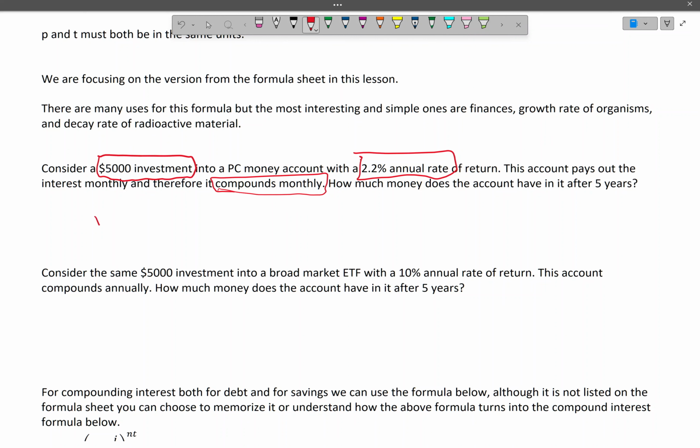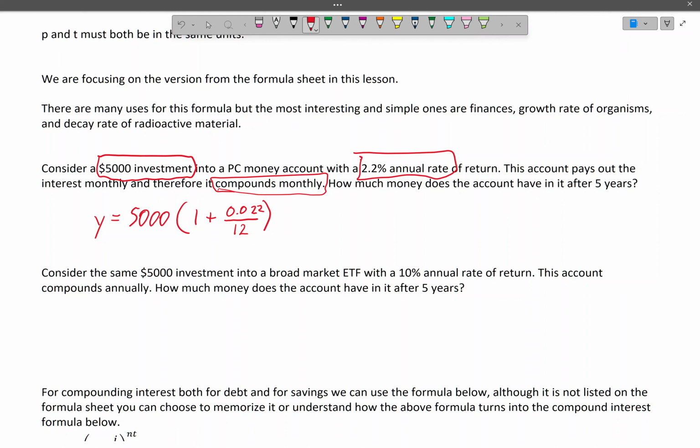Okay, so if we're going to make an equation here, what we need to do is start with our initial amount of $5,000, and then we need to make it grow. And so to make it grow, we're going to go 1 plus, and then it's the interest rate. So it's the 0.022. The thing is that interest rate is an annual rate of return. And so because it's compounding monthly, we actually want a 12th of that for every month. So every month we're getting a 12th of 2.2%. Oh, 2.2%. There you go.